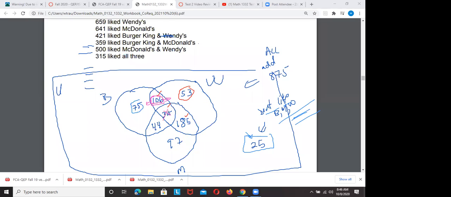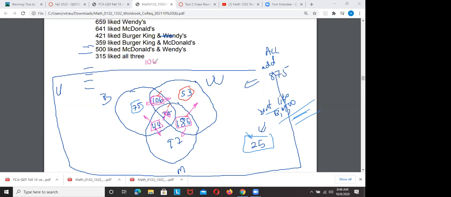These people like 3 restaurants. They liked all of them, so we're not counting those. These people like 2. These people like Burger King and McDonald's, and these people like Wendy's and McDonald's. So the 3 that I boxed are the only ones that liked only 2 restaurants.